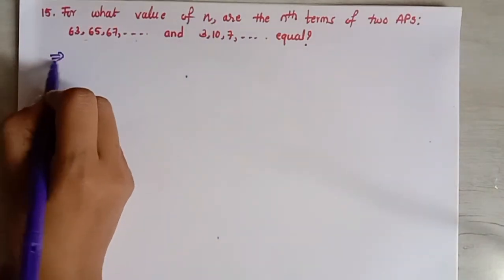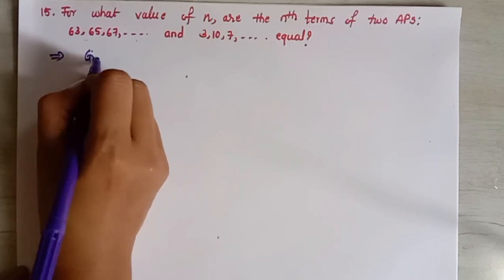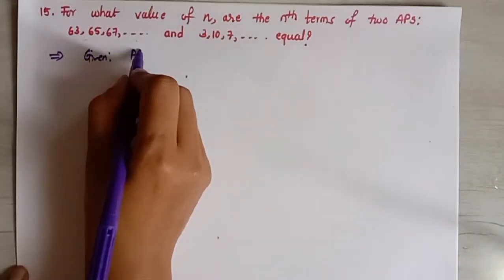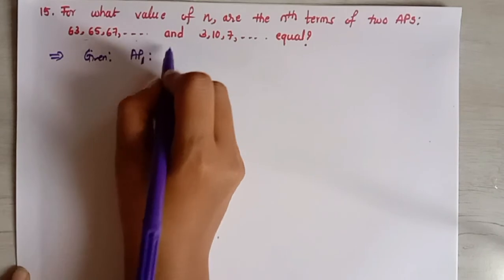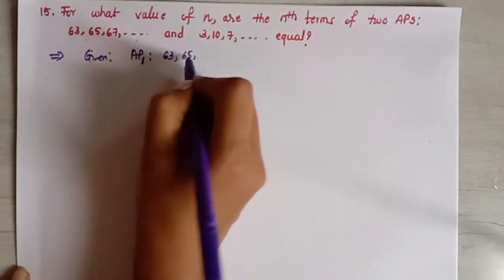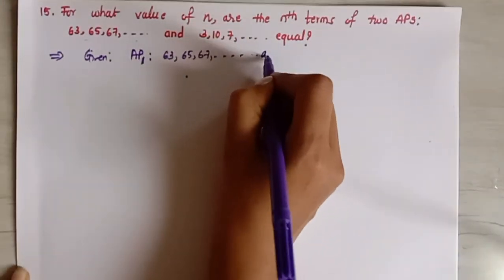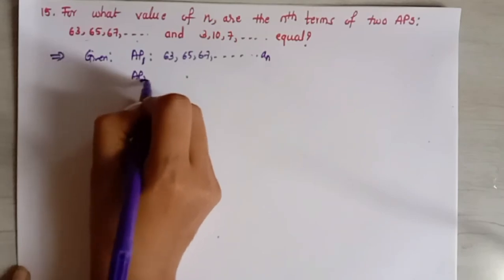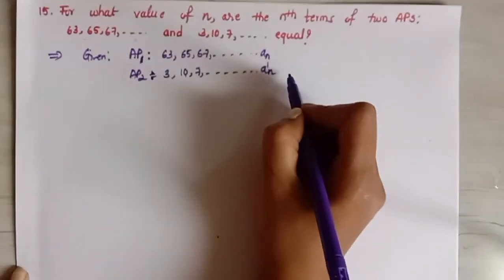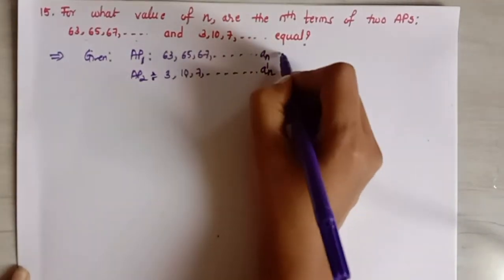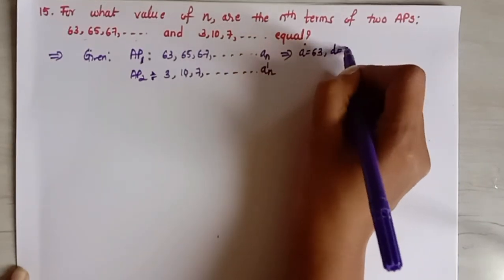So first let us write the given APs. The first AP, let us take it as A1: 63, 65, 67 and so on up to AN. The second AP is 3, 10, 17 and so on, so let us take it as AN dash. From the first AP, what is the A value? A value is 63 and D value is A2 minus A1.